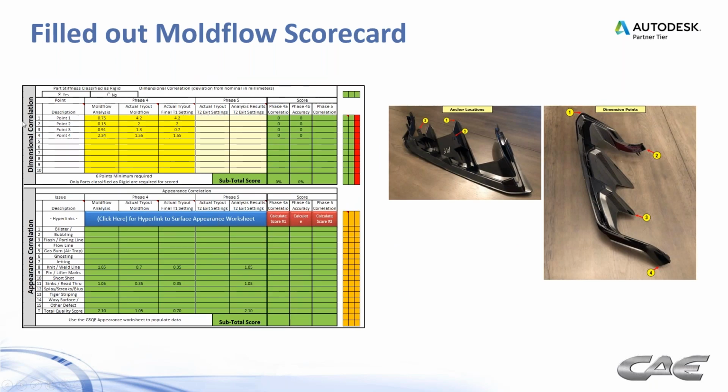And then we have the dimensional correlation as well. And usually you take these points as a point of reference for measurement from the GD&T that was developed by GM, and you fill out the worksheet from there.